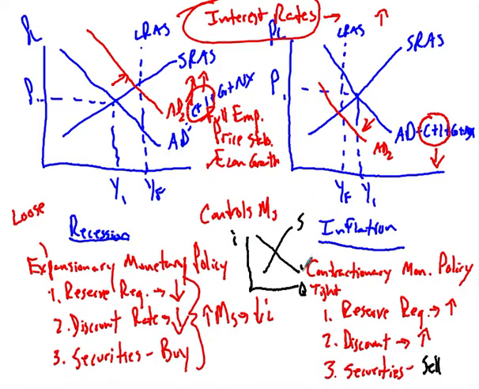All right, so this is the interest rate, and so with a recession, you want interest rates to go down, and so you increase the supply. With inflation, you want interest rates to go up, so you decrease the supply. Let me just write that out.